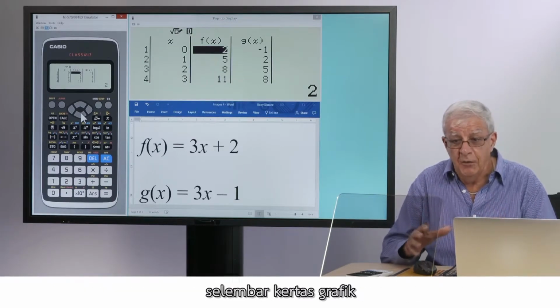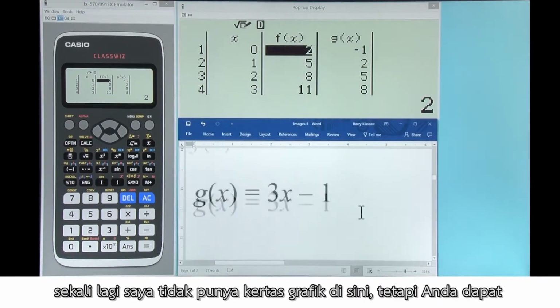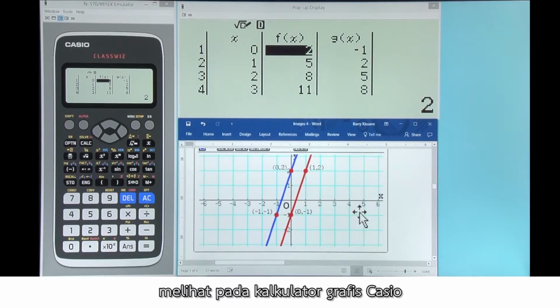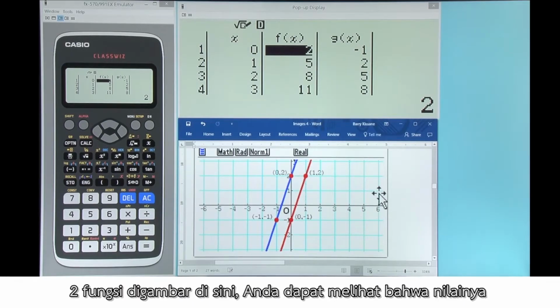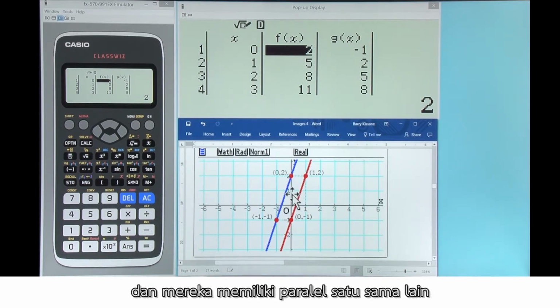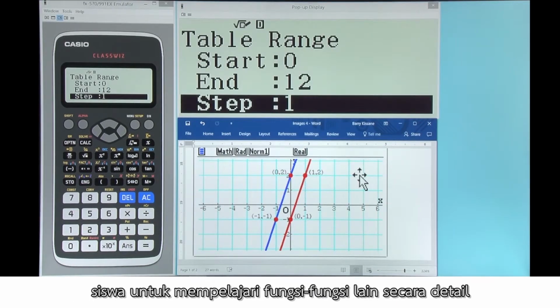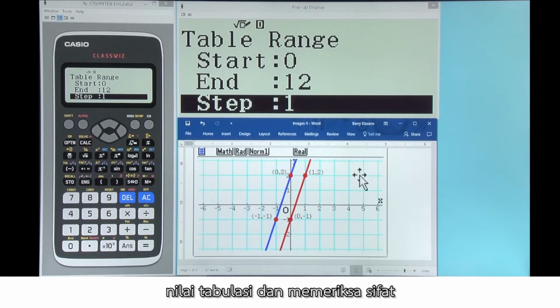And they should do that on a piece of graph paper. Once again, I don't have graph paper here, but you can see on a Casio graphics calculator, the two functions are drawn here. You can see that the values differ by 3 each time. Between here and here is 3, and they are parallel to each other. Just as for linear functions, ClassWiz allows students to explore other functions in detail, tabulating values and examining properties.